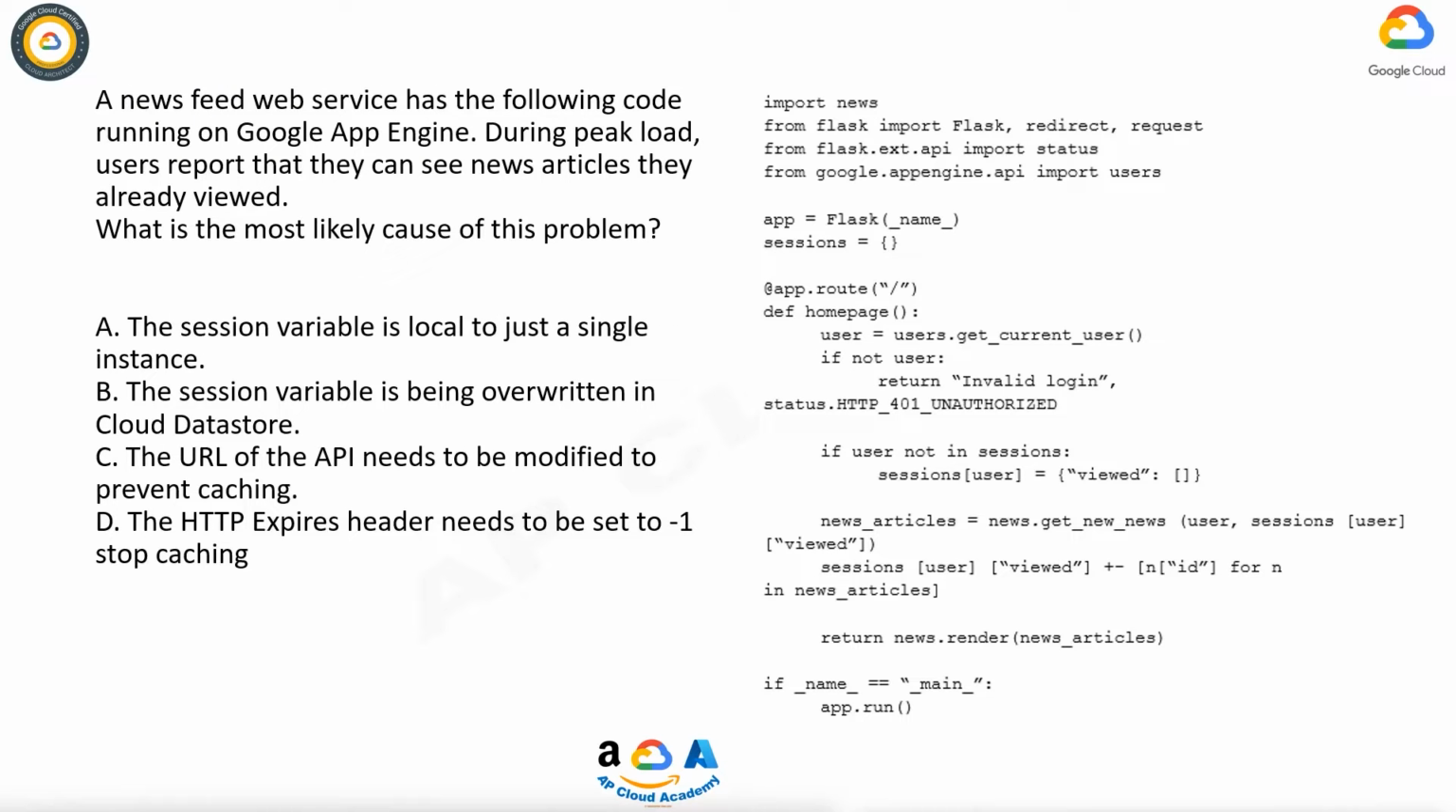A newsfeed web service has the following code running on Google App Engine. During peak load, users report that they can see news articles they already viewed. What is the most likely cause of this problem?